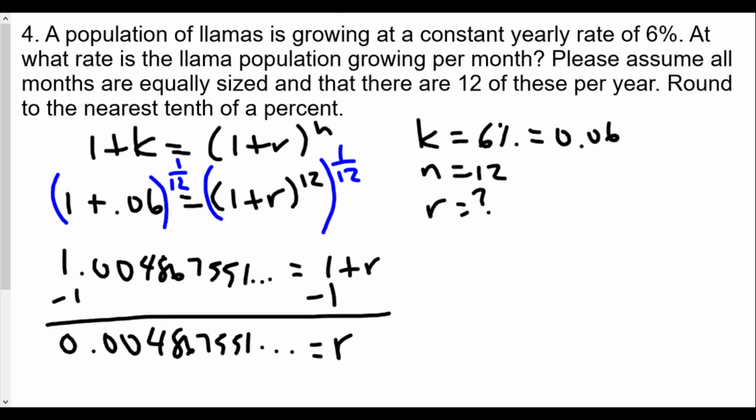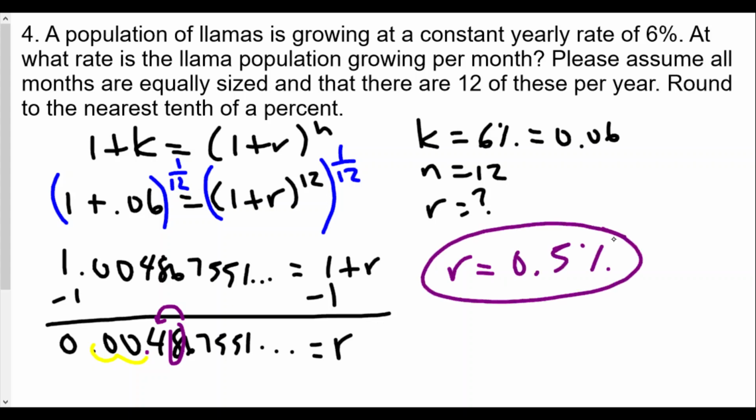And we change it to a percent, which means the decimal slides over 2, which is the same as multiplying by 100. And so here, to the nearest tenth of a percent, we're going to look at the 8 and see we're going to round up by 1. So we see in this case, our r value, our monthly rate, would be the same as 0.5%. So 0.5% of increase per month for the llamas.